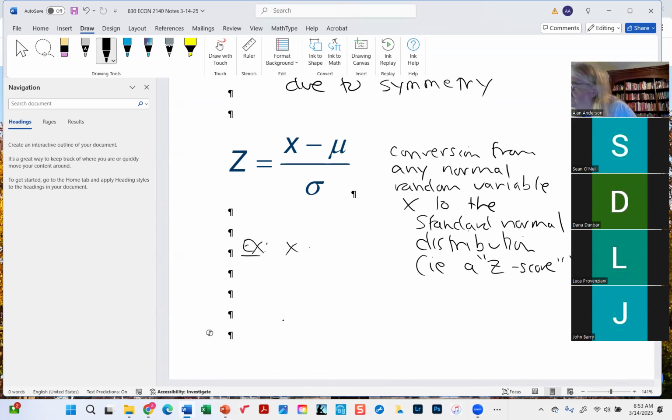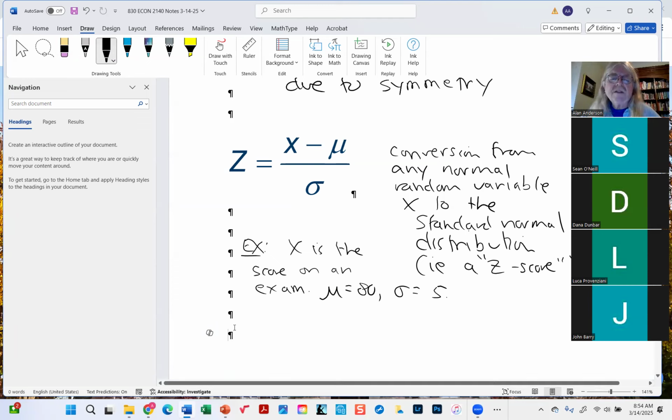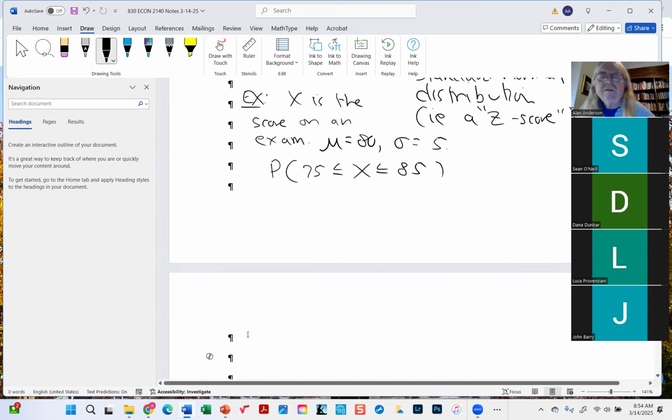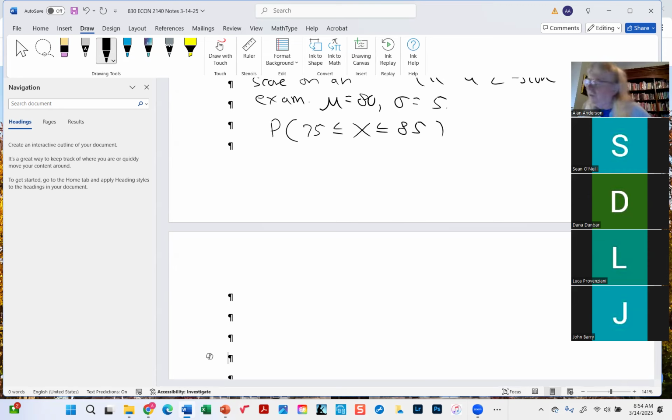And so in this case, remember, x is normal. X is the score on our exams. Mean is 80. Sigma is 5. So let's say we wanted to know the probability of getting a score between, let's say, 75 and 85. Now, you can go into your calculator and do this directly. In fact, let's do that right now. And then I'll show you an alternative way of doing this, which is a little bit more time consuming.